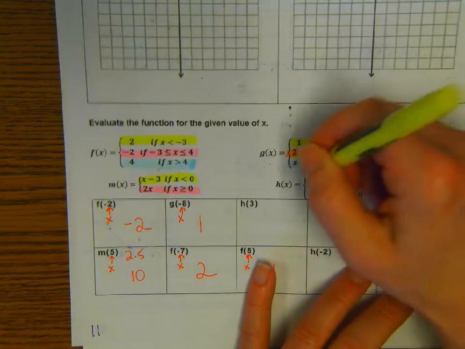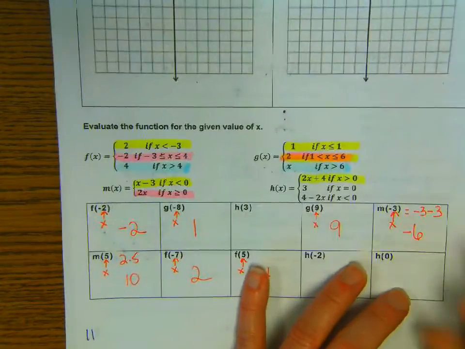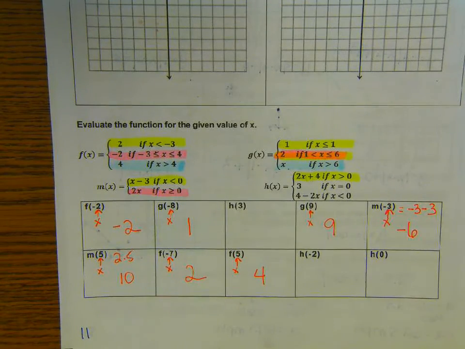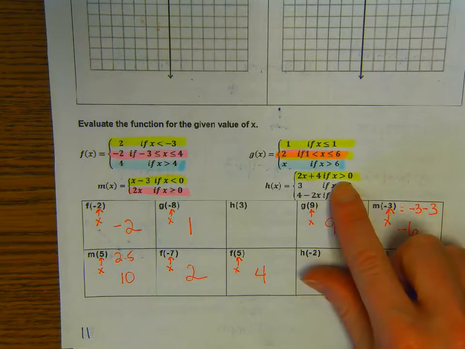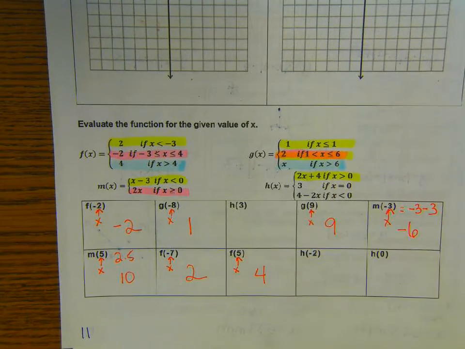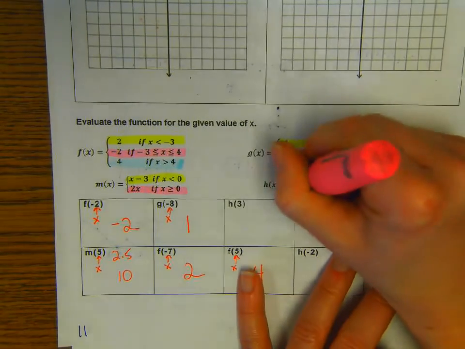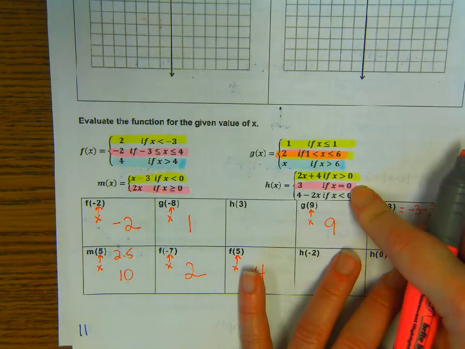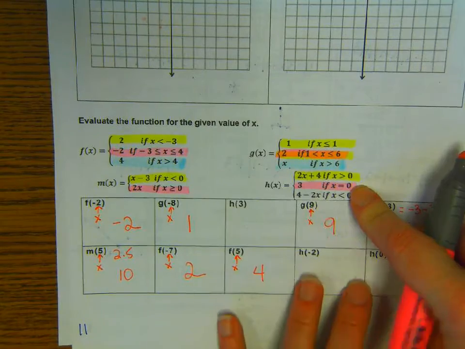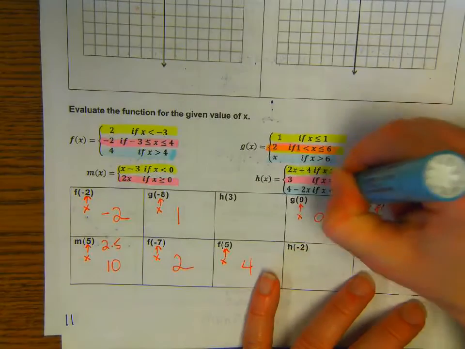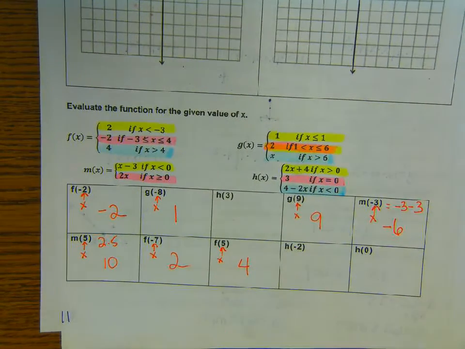I'm going to stay with the same deal. So h, we got numbers bigger than 0. We're going to plug it into this equation. When the number is equal to 0, that's only one time, is it? So when x equals 0, the output is 3. It's just a 3. And then lastly, if it's a number that's less than 0, we're going to plug it into the bottom equation.